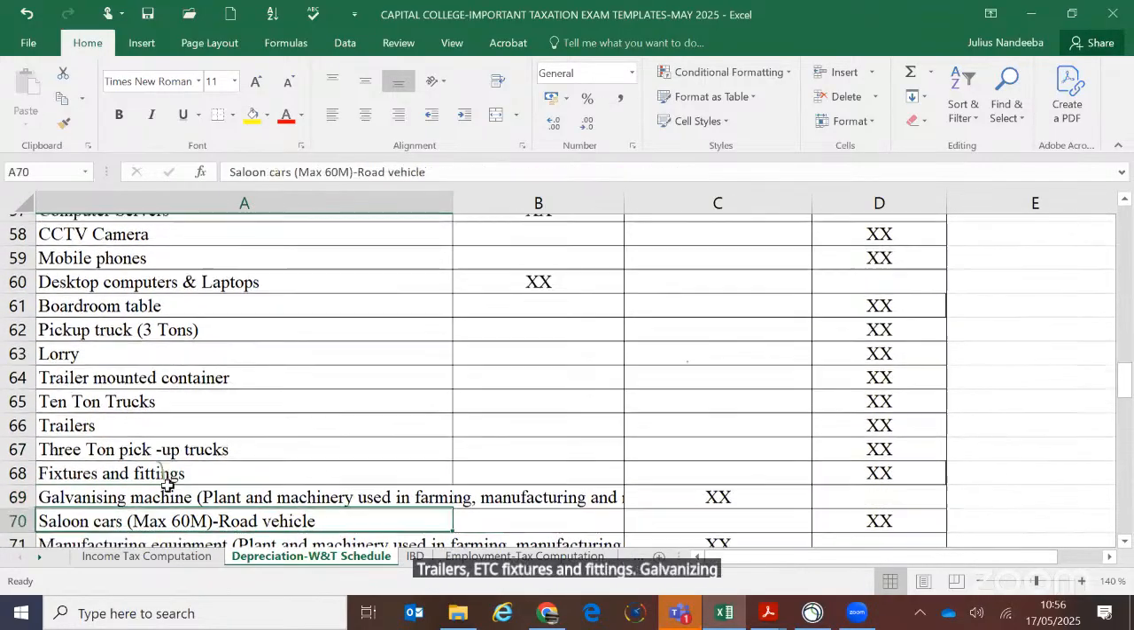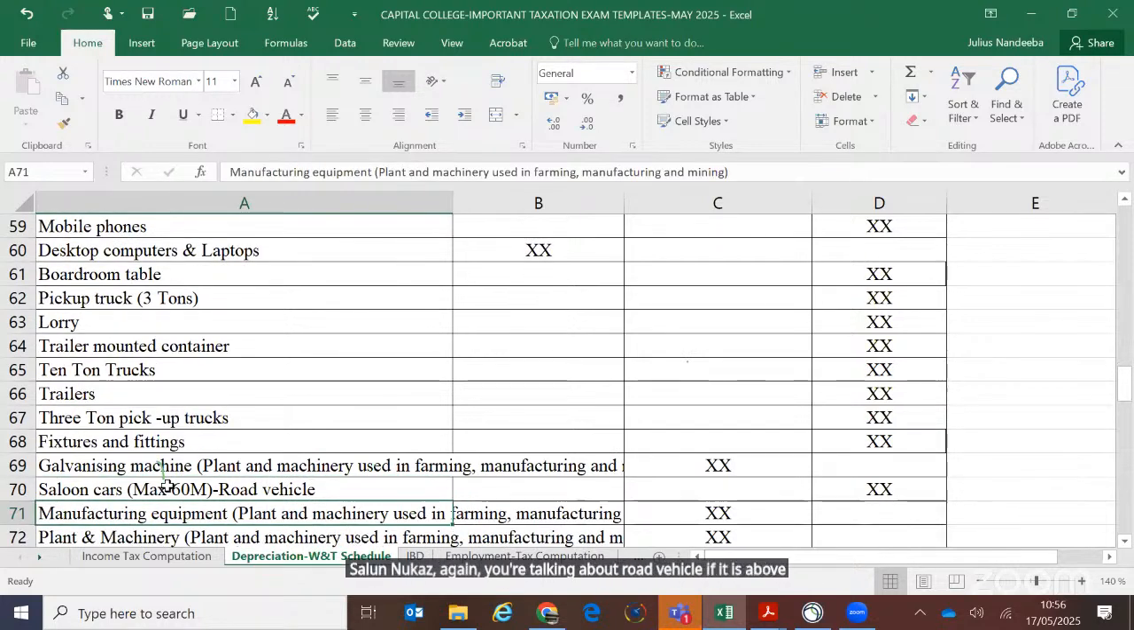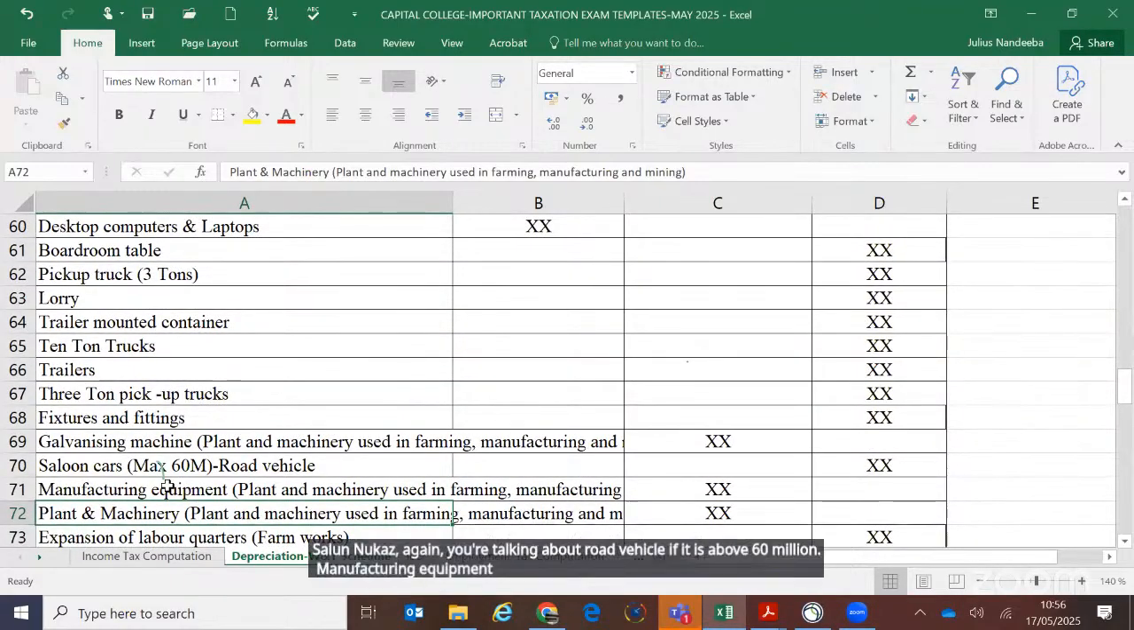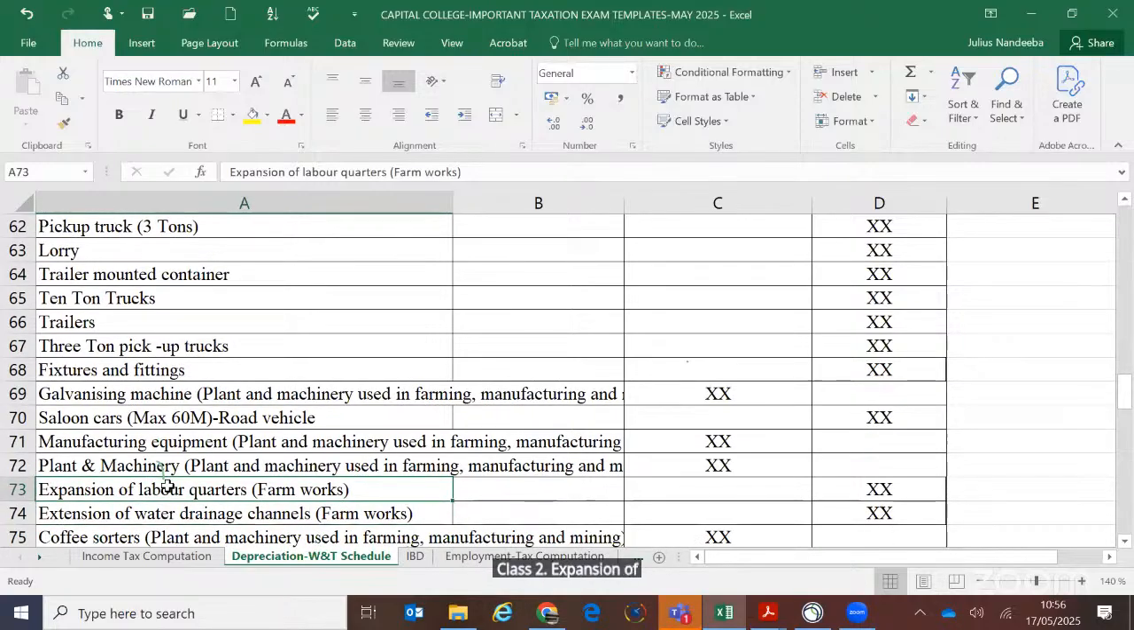Galvanizing machine, class 2. Saloon cars, again you're talking about road vehicle if it is above 60 million. Manufacturing equipment, definitely class 2. Plant and machinery used in farming, class 2. Expansion of labor quarters is class 3. Extension of water drainage channels, class 3, because these are also farm works. The fences, the dips, the water channels, the electricity channels, all those are farm works. But the common one is labor quarters. All that is in class 3.